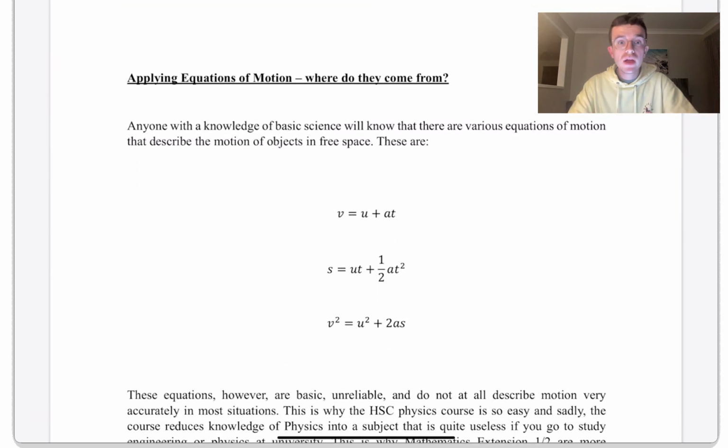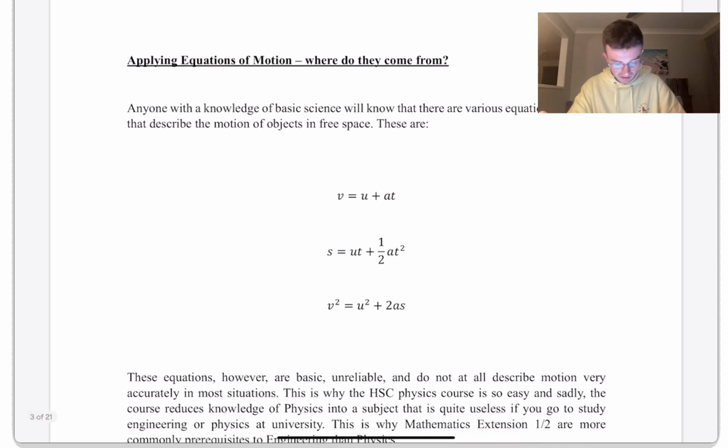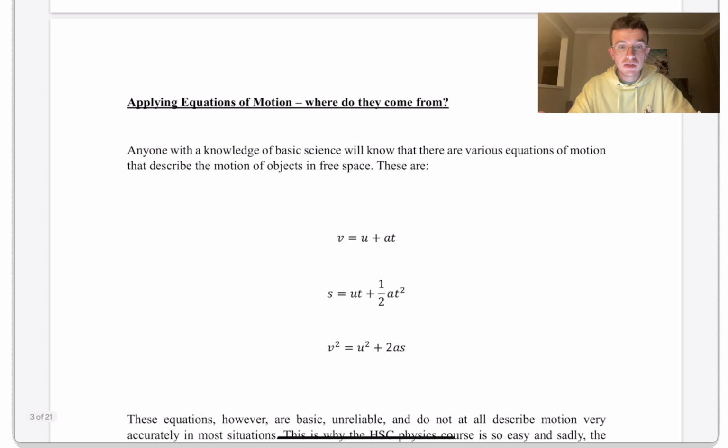Okay, so where do these equations come from? Anyone with a basic knowledge of science will know that there's various equations that describe motion of objects in free space. So these include v equals u plus at, s is ut plus a half at squared, and v squared is u squared plus 2as. Now these formulas do describe the motion of particles, but they don't describe them accurately in every single circumstance, especially say in Extension 2, for example, when we introduce variables like friction and air resistance.